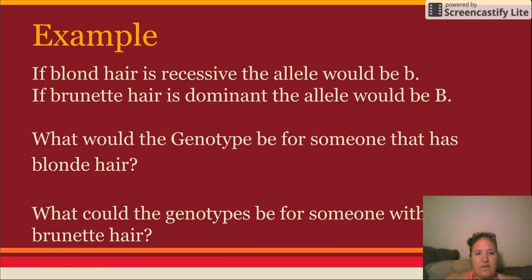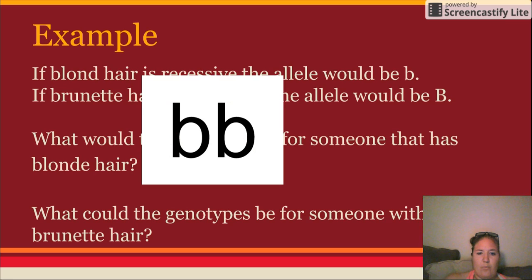So let's do an example. If blonde hair is recessive, the allele would be little b. And if brunette hair is dominant, the allele would be big B. What would the genotype be for someone that has blonde hair then? It would be little b, little b, because in order to exhibit that trait, none of the brunette allele can actually be present.